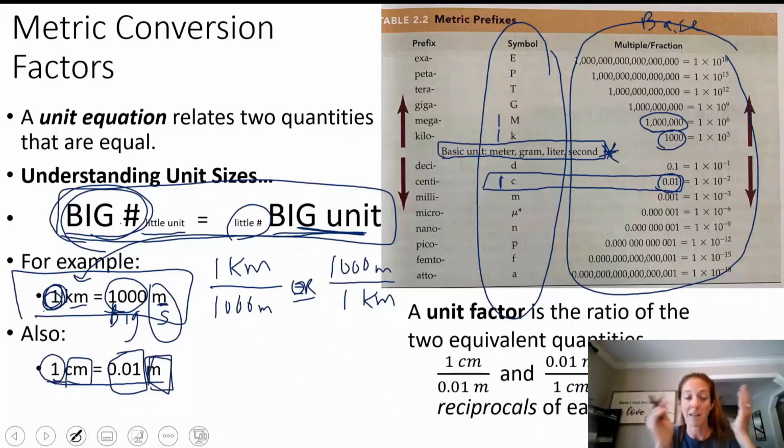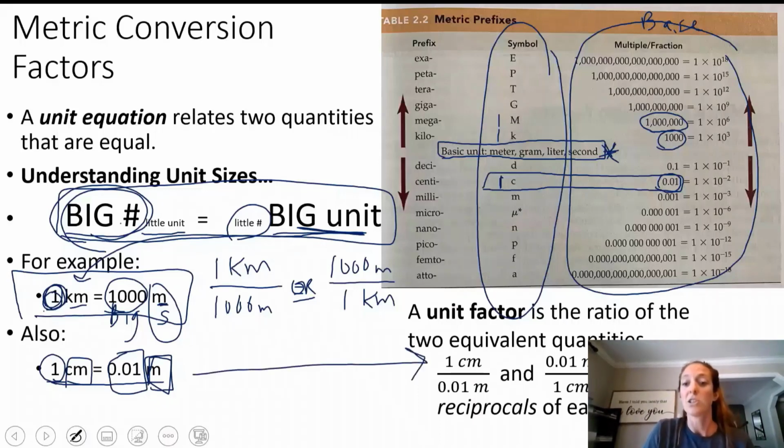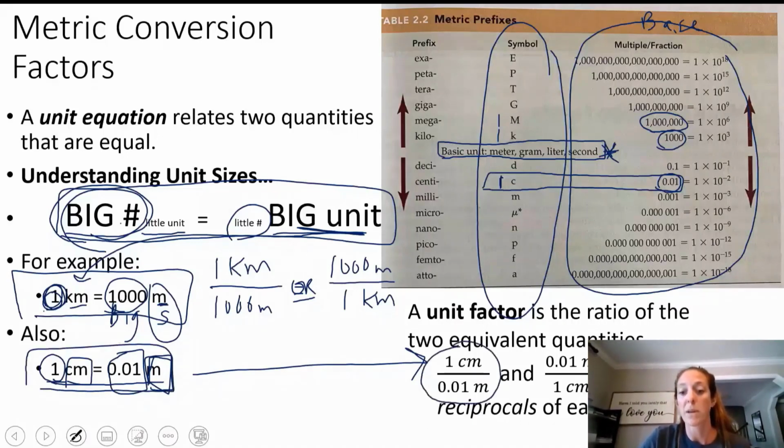So if I said, which one is larger, centimeters or meters? Well, we could look at this and say, well, meters is definitely the larger unit. So again, I can take this and I can write two equivalent quantities, knowing that these equal each other. I can say 1 centimeter over 0.01 meters, or I can say 0.01 meters over 1 centimeter.